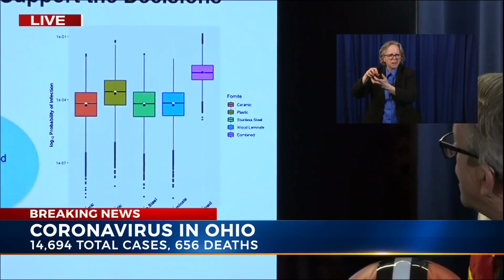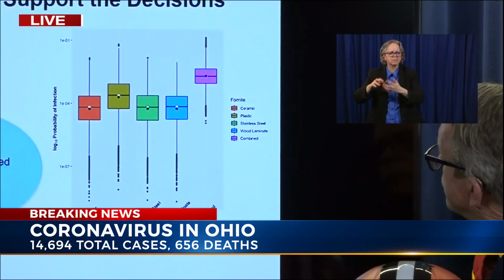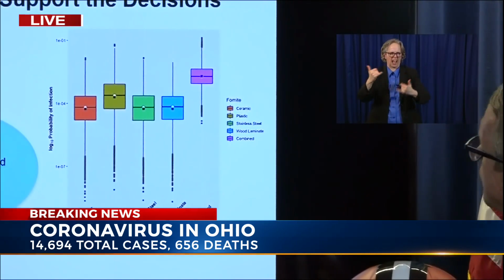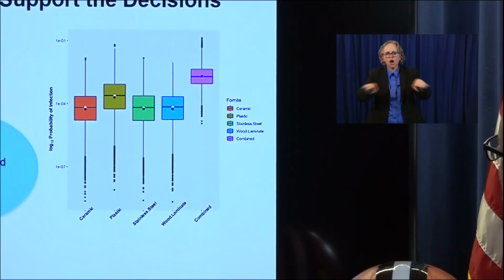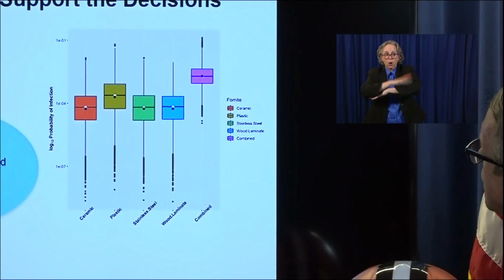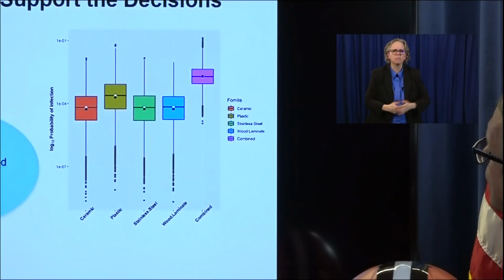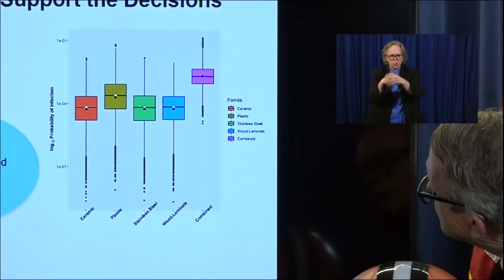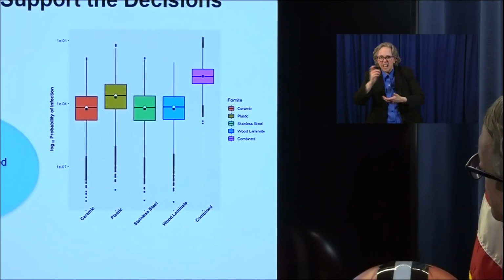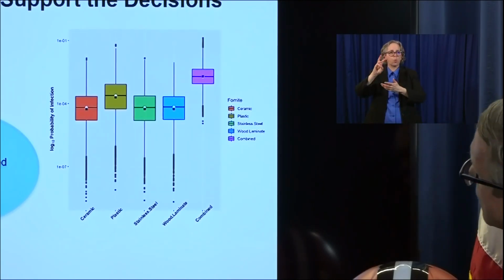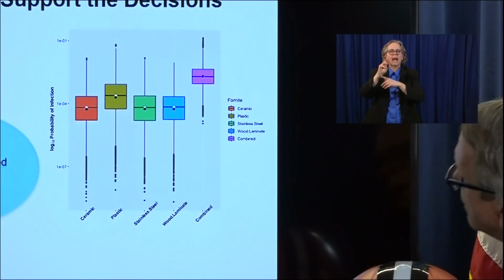So on the X on the bottom axis, on the horizontal, you're seeing different surface types. So ceramic, like you would get on countertops and things like that, or sink surfaces, plastics, like bed rails and other items, stainless steel. Wood laminate would be things like table surfaces and other items like that.